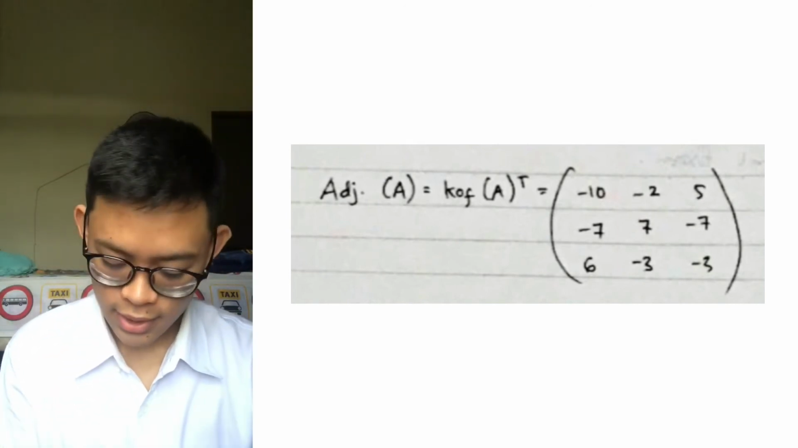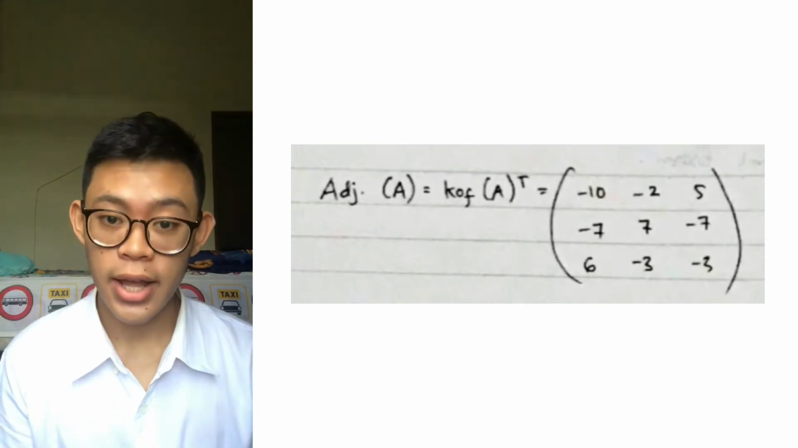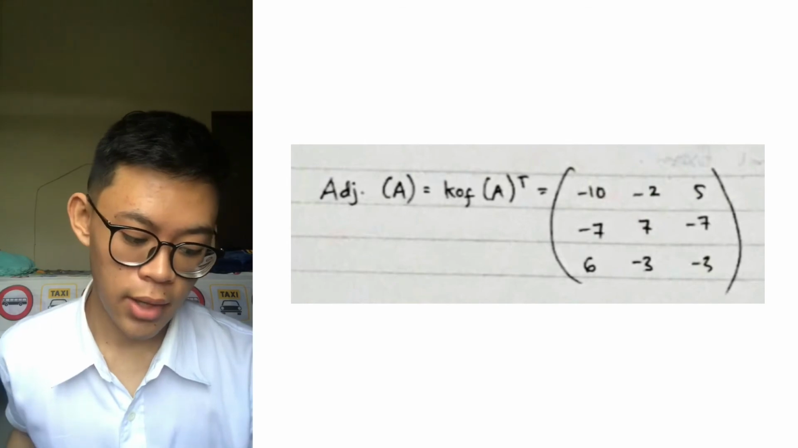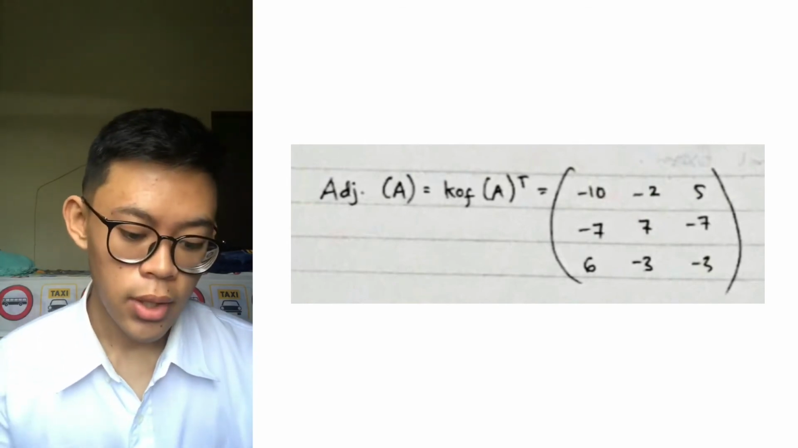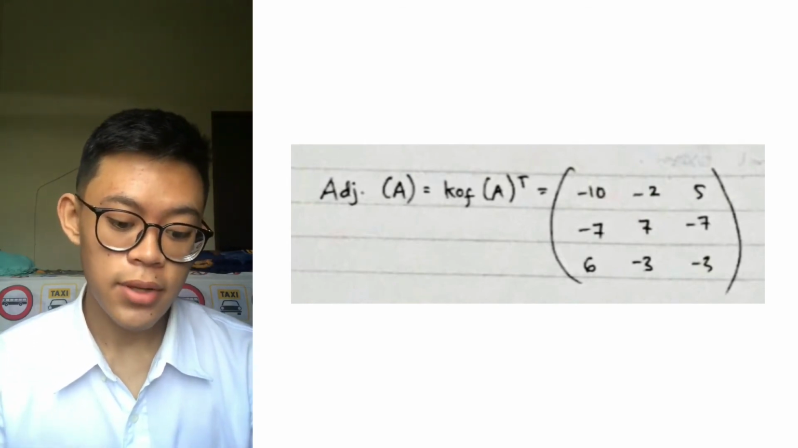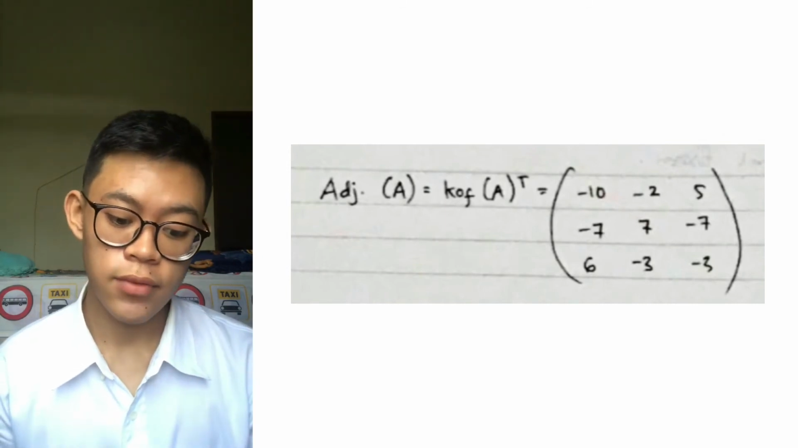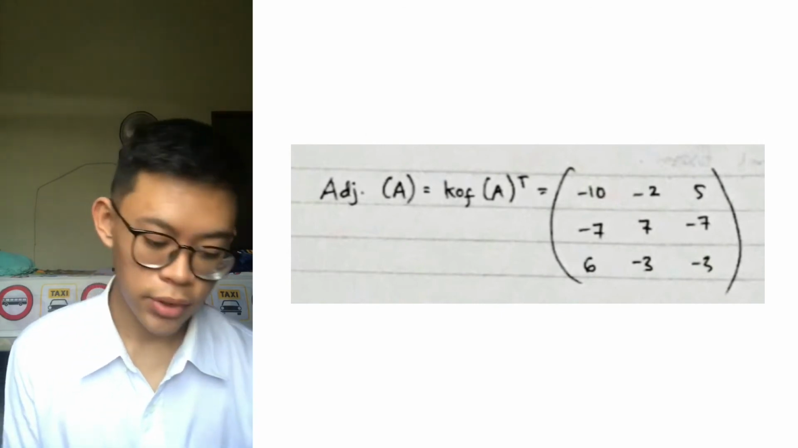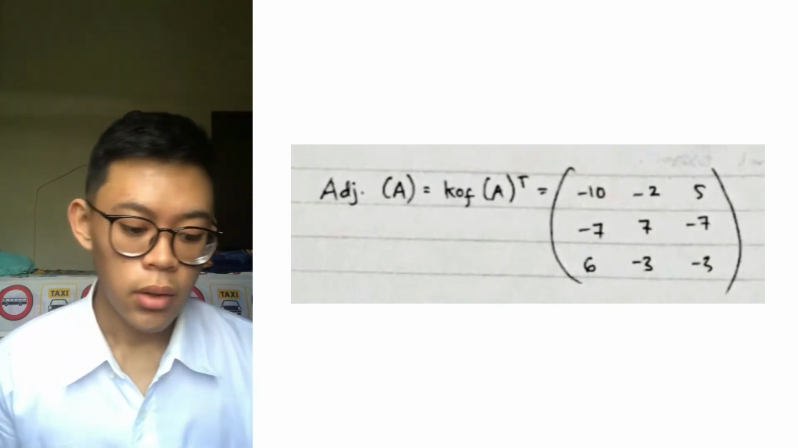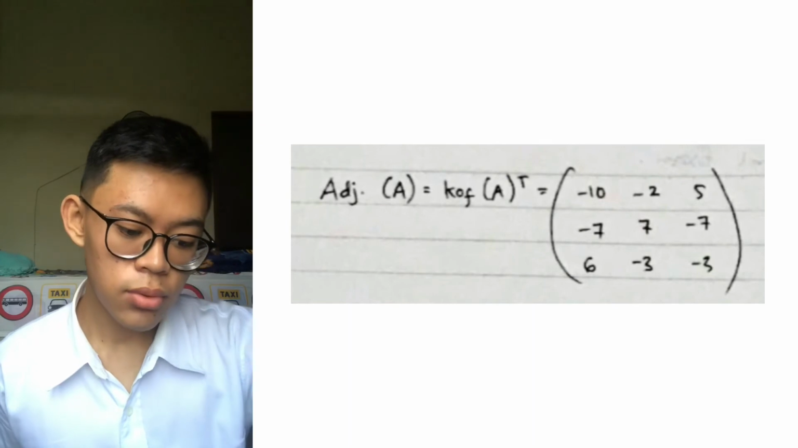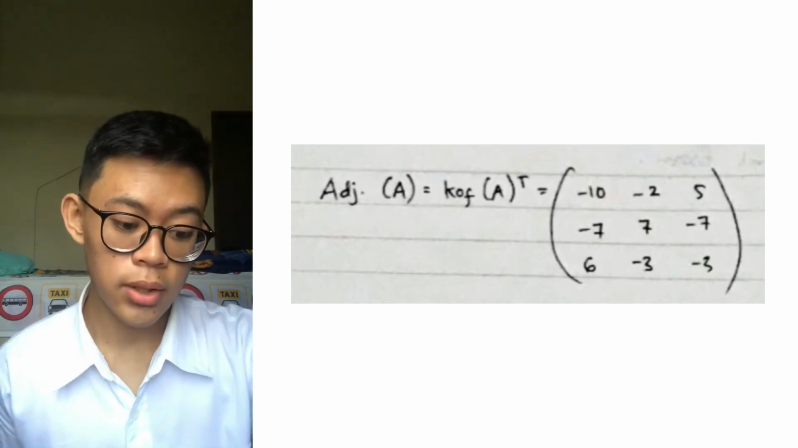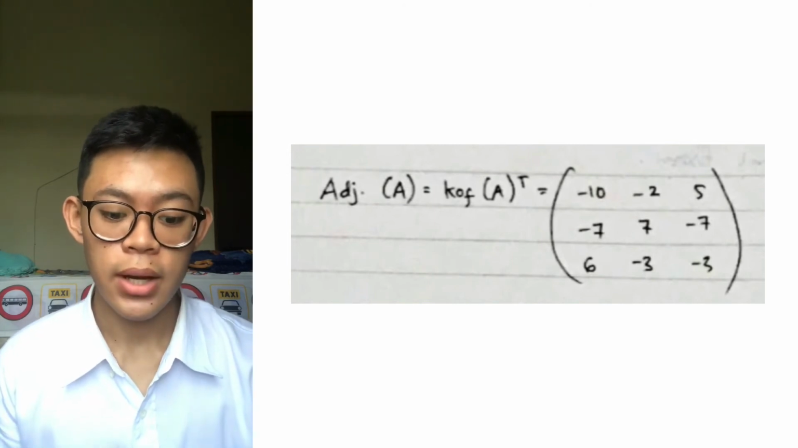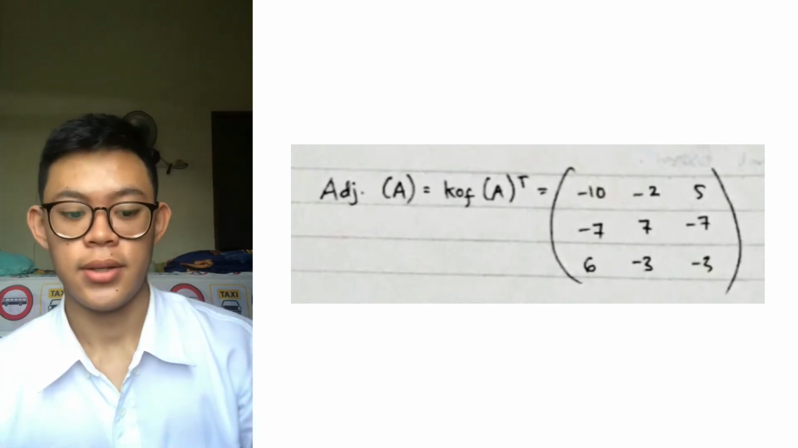So the cofactor A before we transpose it, I will write using the row. The first row is negative 10, negative 7, 6, and then second row is negative 2, 7, negative 3, and then the third row is 5, negative 7, and negative 3. So after we transpose it, it will be negative 10, negative 2, 5 in the first row, and then the second row is negative 7, 7, negative 7, and then the third row is 6, negative 3, and negative 3.